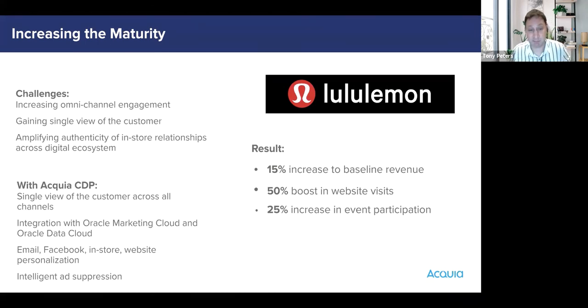50% boost in website visits because the content was much more relevant to them, and a 25% increase in event participation. So again, we're not just talking about online, we're talking about that offline as well. So through this maturity, Lululemon were able to build up that and then start to use the different execution points, start bringing in offline, and really make a difference to their revenue within that.